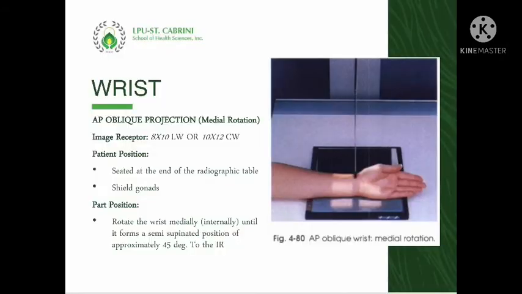The next position is the AP oblique projection of the wrist in medial rotation. The wrist is rotated medially or internally until it forms a semi-supinated position of approximately 45 degrees to the IR. We can also use a 45 degrees sponge wedge support placed on the posterior surface of the wrist.